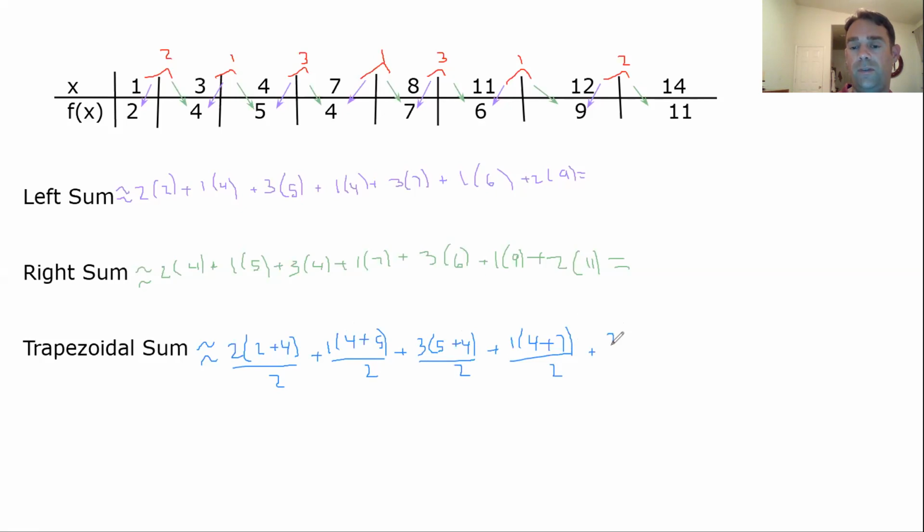And 7 and 6. And 6 and 9. And 9 and 11. So we got the left sum, the right sum, and the trapezoidal sum.